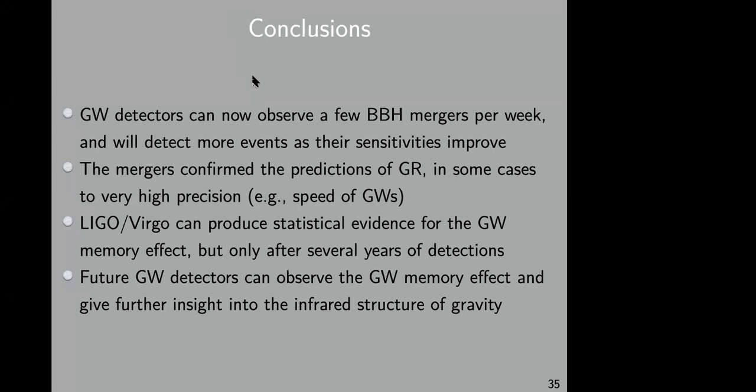Thanks a lot, David, for the amazing talk. Are there any questions? So there is a question in the chat. What kind of quantum gravity effects can be measured with gravitational waves?